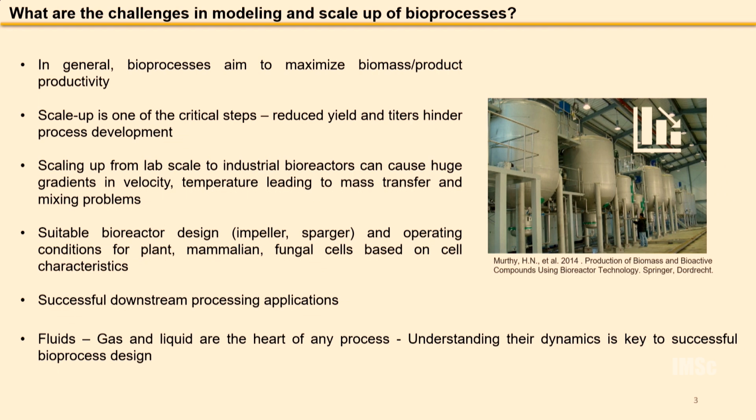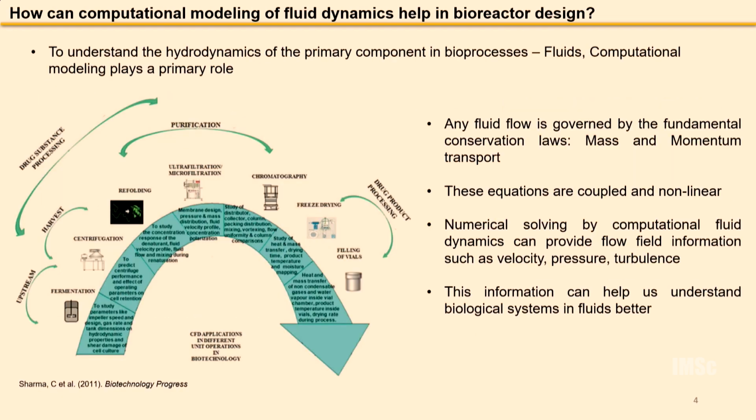That is one aspect. And secondly, with respect to specific cell cultures like plant, mammalian and fungal cell cultures, depending on the cell characteristics, it is important to design the bioreactors with respect to the impeller, sparger or the type of bioreactor in that case. And also with respect to the downstream processing applications, it is important to understand the different aspects of it so as to have a successful bioprocess design. So in all this, fluids, which is nothing but the gas and liquid, are actually the heart of the bioprocess. So how can computational modeling of the fluid help in having a better bioprocess design?